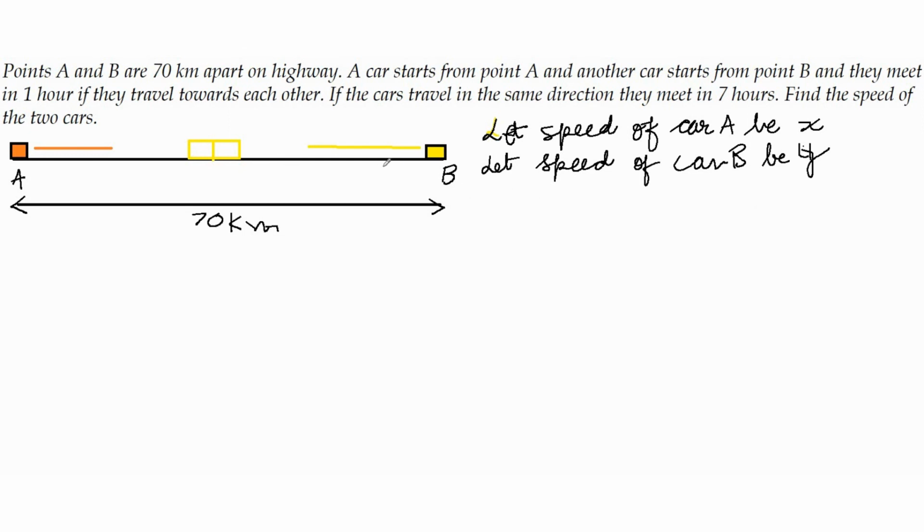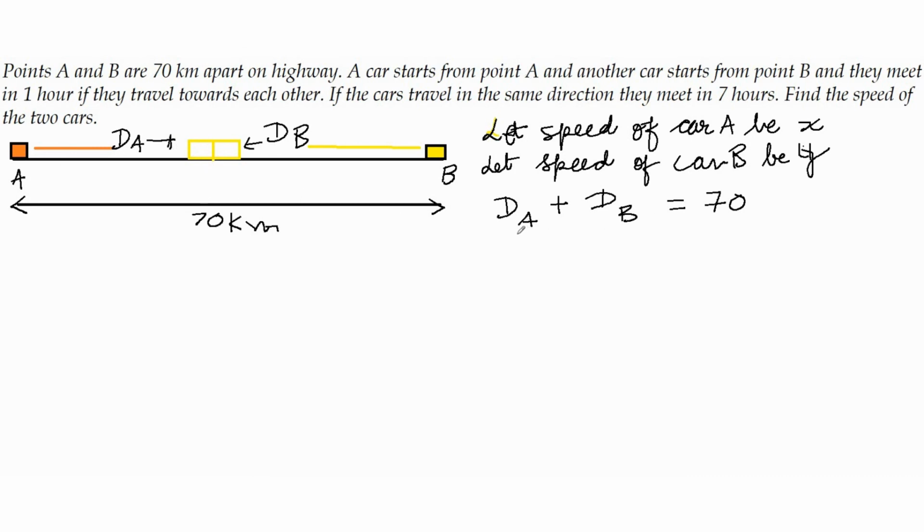Now in 1 hour they meet each other, isn't it? That means in 1 hour the distance travelled by car A plus the distance travelled by car B, this total distance is going to be 70 kilometers, right? This is the distance covered by car A, whereas this is the distance covered by car B. This total distance adds up to 70 kilometers.